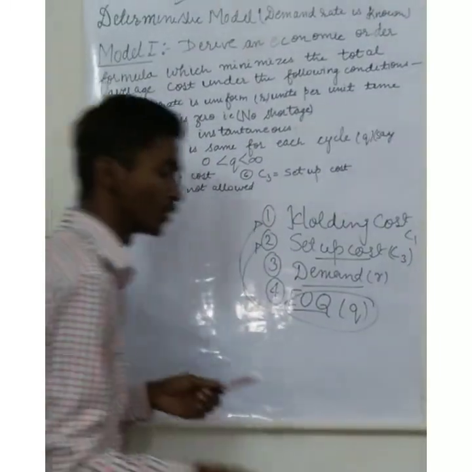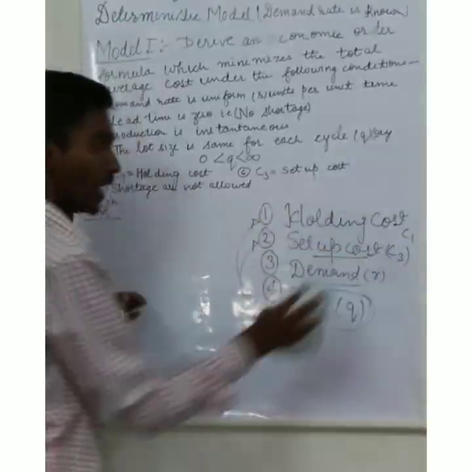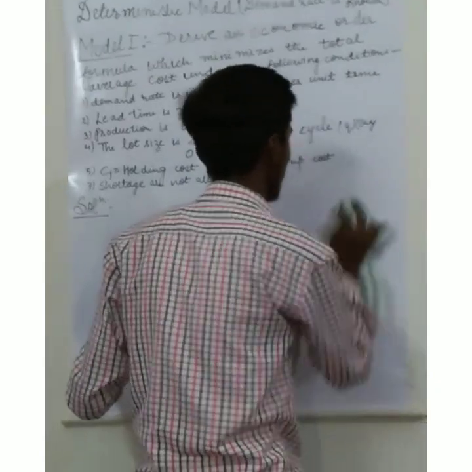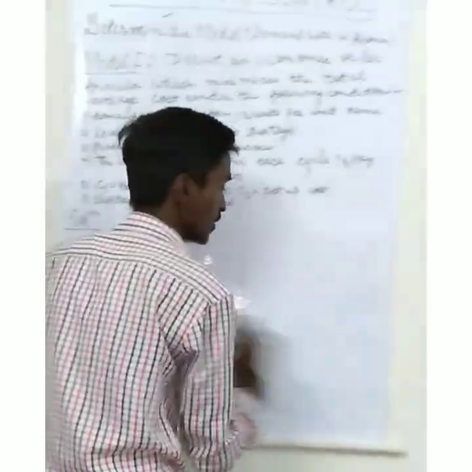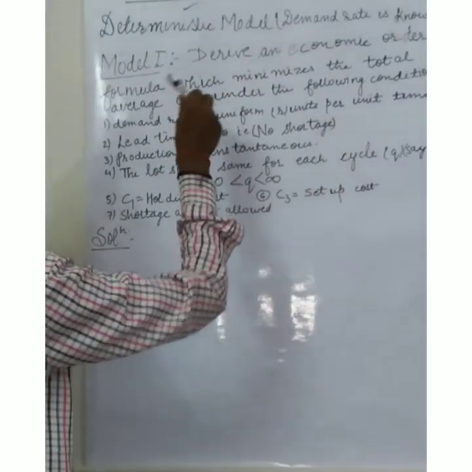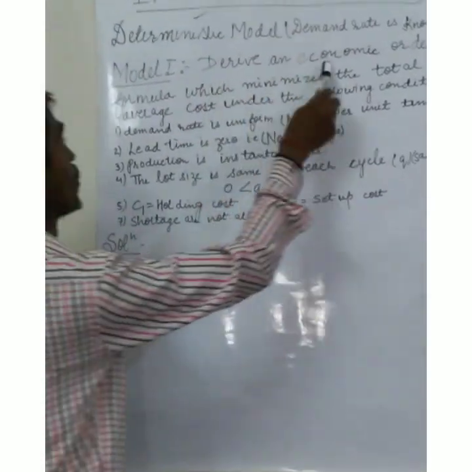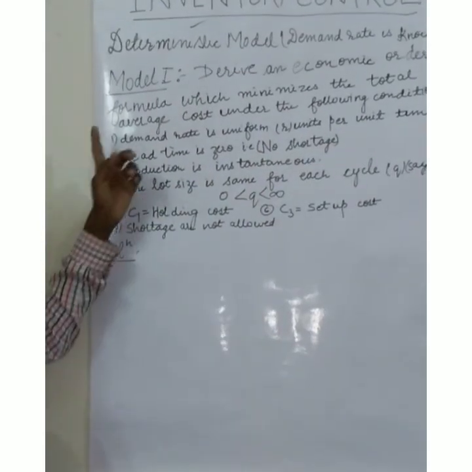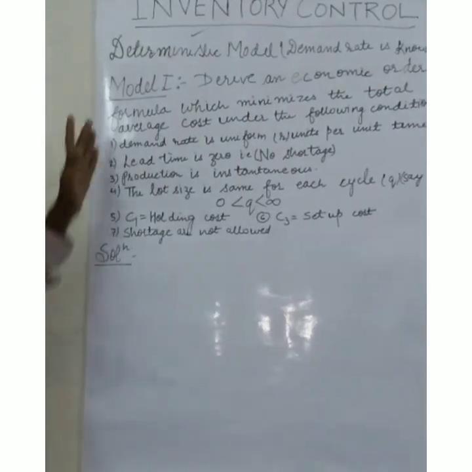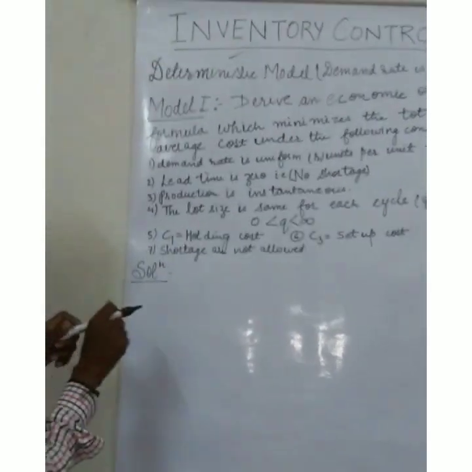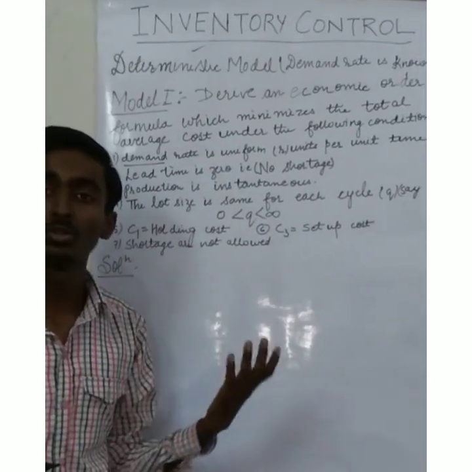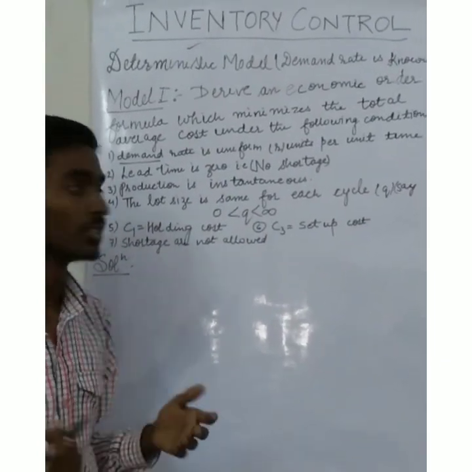Okay, I hope you all understand this. So I start the derivation of model 1. What does this model say? In this model we have to derive the economic order quantity formula which minimizes the total average cost under the following conditions. Demand is uniform. Demand rate is uniform, meaning we already know how much demand is needed in the question.